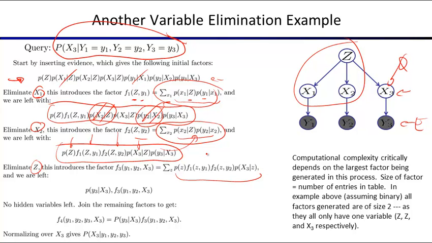The variables are, well, you have y1, y2, and x3. So those are the ones that appear over here. We're left with two factors now. No hidden variables anymore. That means we just join everything together. And we know that after joining things together, we are guaranteed that this is equal to the joint of y1, y2, y3, and the variable x3. Then we just renormalize, and we're done. We find the answer to the query.